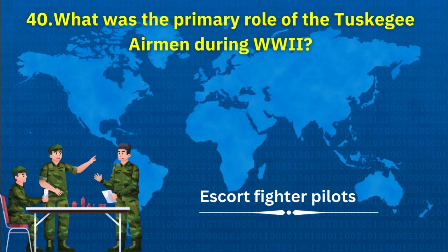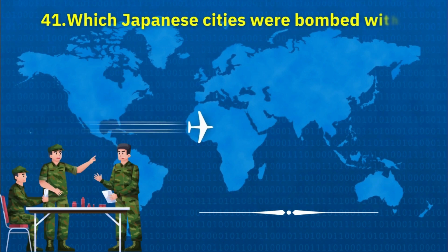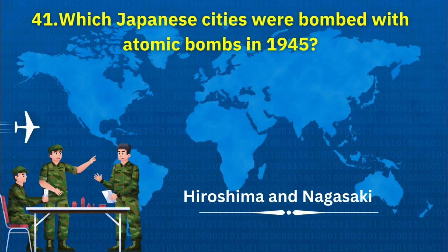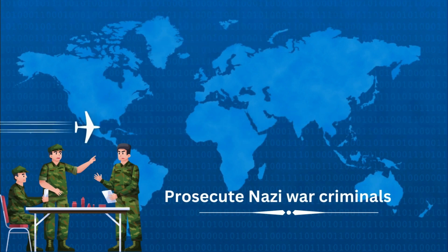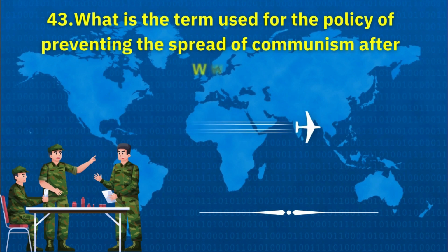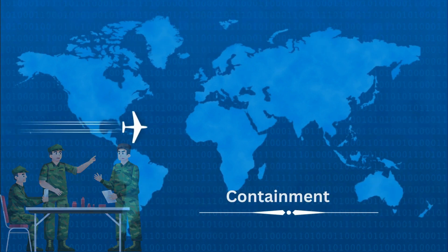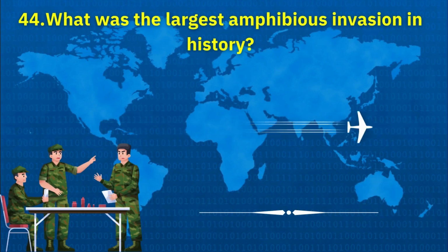Which Japanese cities were bombed with atomic bombs in 1945? What was the main purpose of the Nuremberg trials? What is the term used for the policy of preventing the spread of communism after World War II? What was the largest amphibious invasion in history?